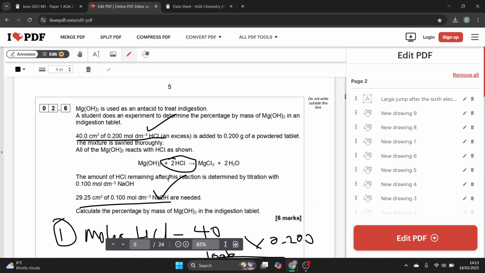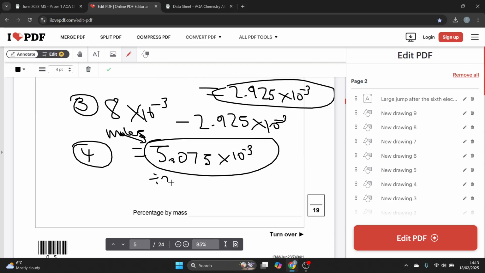Then what I need to do is, I've got a 1 to 2 molar ratio, so I divide that by 2. If I just press divide by 2, I get 2.5375 times 10 to the power minus 3, and that is the moles of magnesium hydroxide.